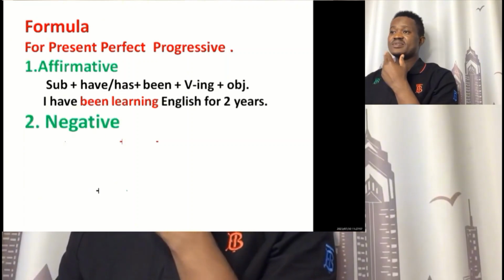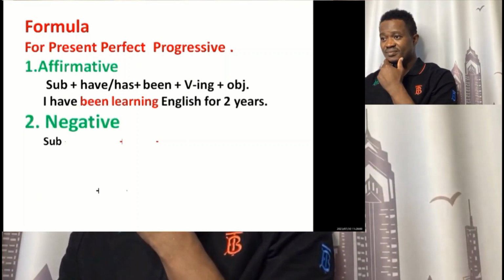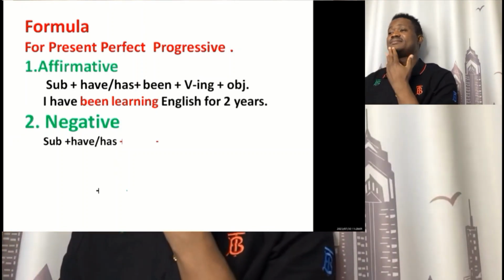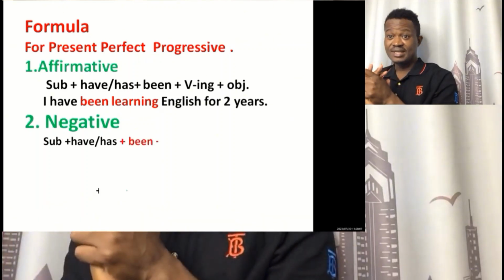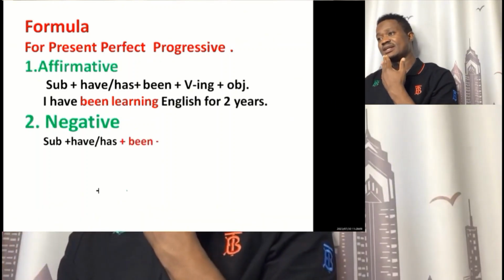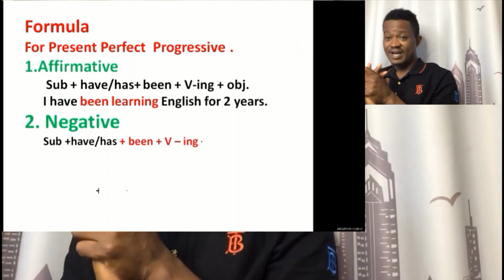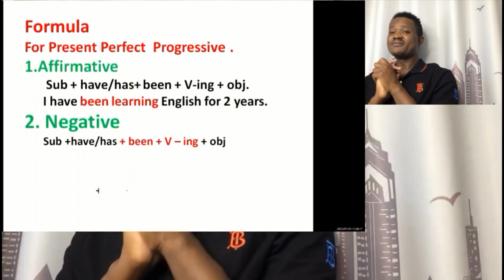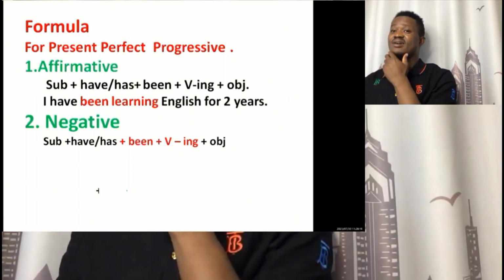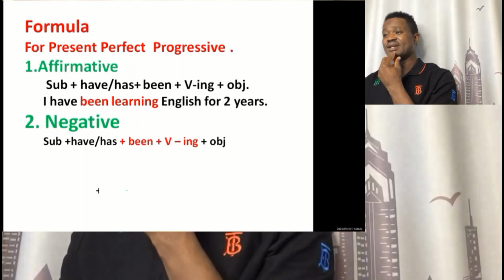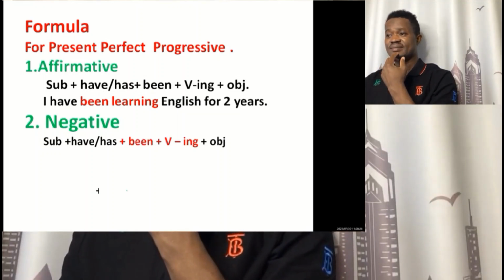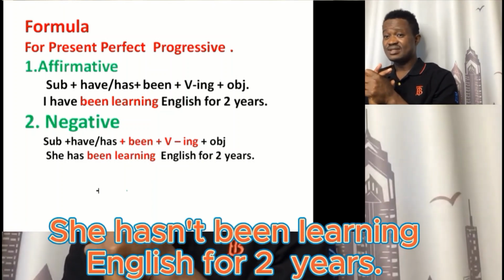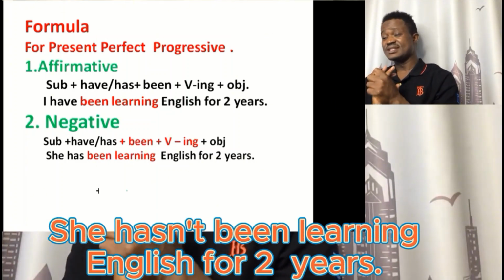Let's talk about the negative form. Subject plus haven't or hasn't, plus been, plus verb-ing, plus object. So this is the negative formula for present perfect progressive or continuous tense. Let's see the example here. She hasn't been learning English for 2 years. This is a negative form.